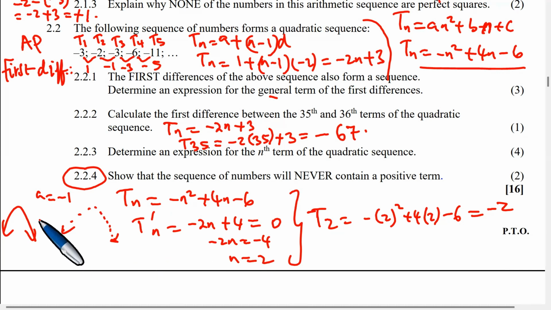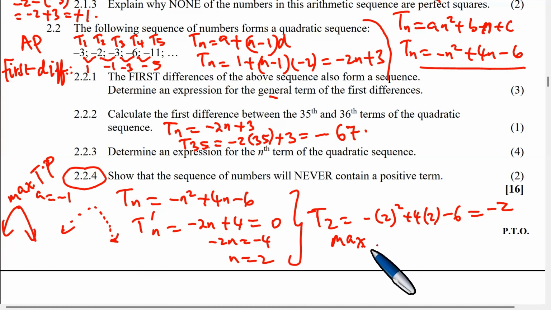At n equals 2, that means the maximum term, because you have the maximum turning point, or the maximum stationary point. At the maximum stationary point, you can see that the result is minus 2. The maximum value of the sequence is minus 2, at n equals 2, position 2. It is term 2 that has the maximum value. Then the rest will go down and be less.